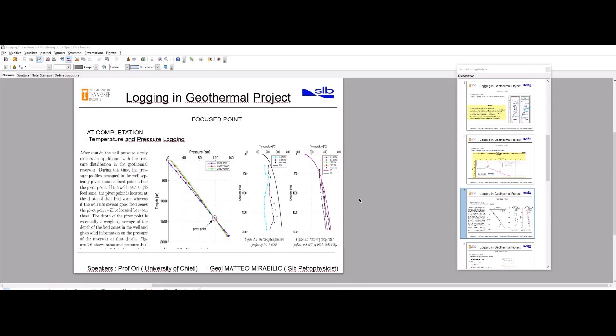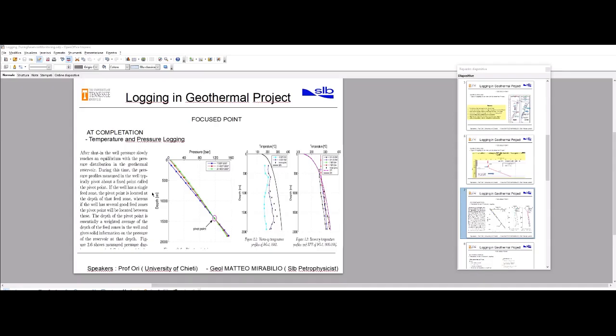Today we are going to focus on talking about logs during the operational completion of a geothermal project. We are talking about temperature and pressure logging. Temperature and pressure logging are very crucial in the pre-phase of completion of wells. After shutting in wells, pressure surely reaches an equilibrium with the pressure distribution in the geothermal reservoir. During this time, the pressure profiles measured in the well type a fixed point called the pivot point.